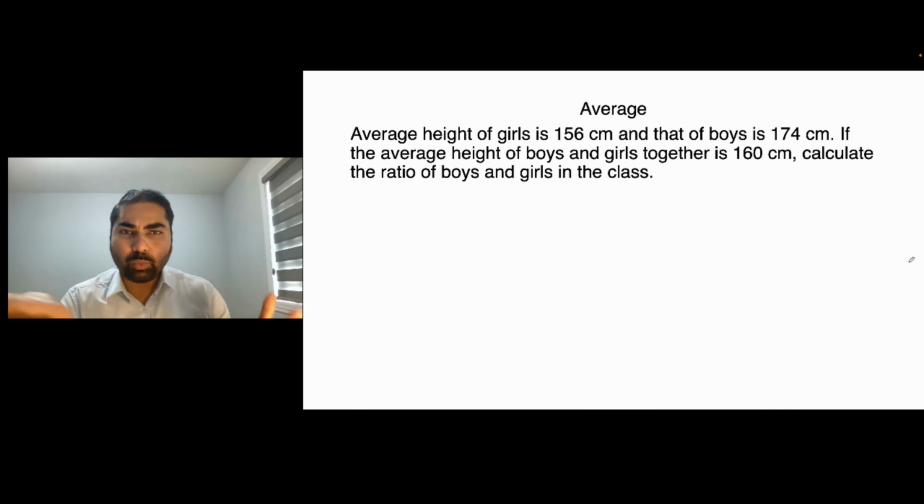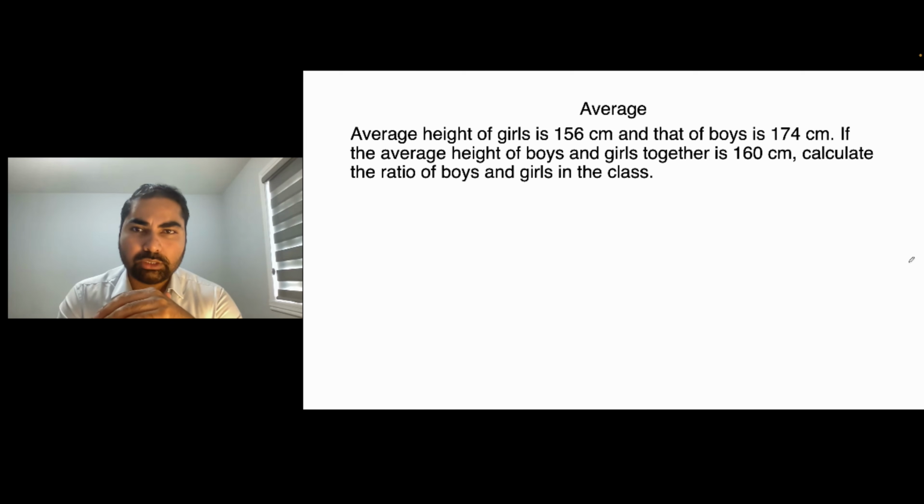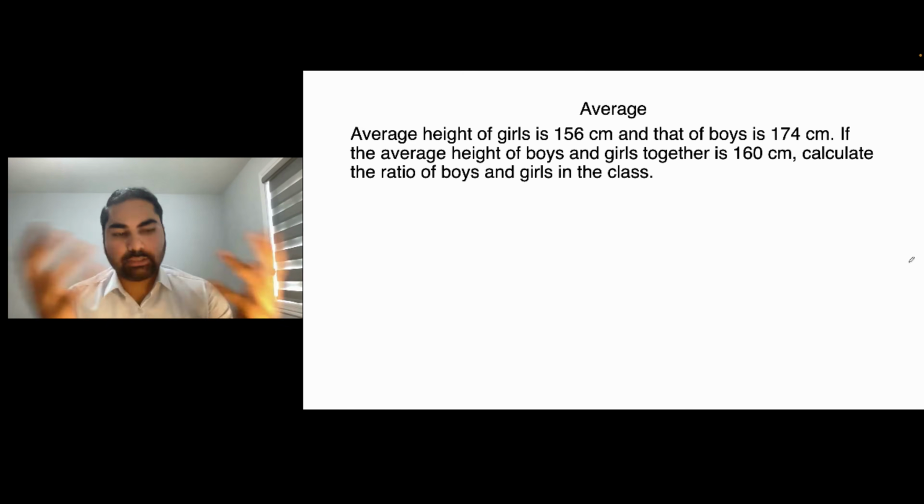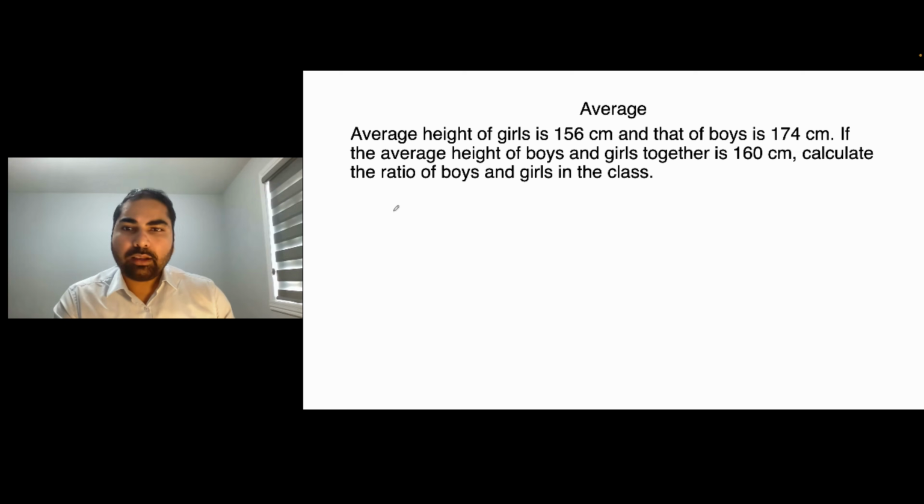So I'll start off with one very easy question, which is an average question. You've got girls and boys in a class, assuming there are only girls and boys. The average height of girls is 156, the average height of boys is 174. If girls and boys are mixed together, the average height is 160. So what's the ratio of boys and girls in the class? So you're mixing a group of girls, whose average is 156, with a group of boys whose average is 174, and you're getting an overall average of 160. So in what ratio should you be mixing them together?